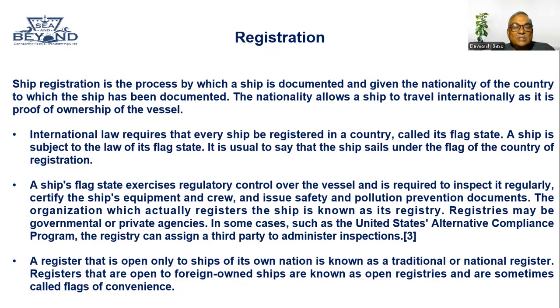The organization which actually registers the ship is known as the registry. Registries may be government or private agencies. In some cases, such as the United States Alternative Compliance Program, the registry can assign a third party to administer the inspection. So, many times the flag state does not do it themselves. They will authorize somebody, a third party, to do the inspection on their behalf. Sometimes they can also authorize the classification society, we will talk of classification later, to do the inspection on their behalf.